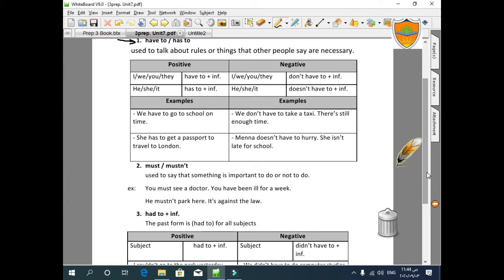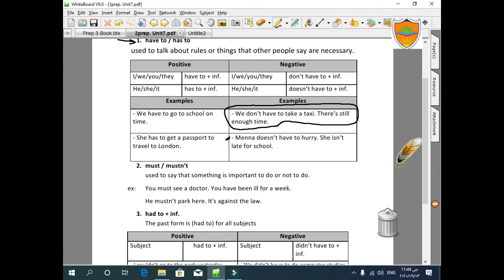Let's read the example and discuss. We don't have to take a taxi. There is still enough time. So if we took a taxi here in this example, no harm will happen, no punishment, nothing bad will happen to us, but we don't need to do it. Example 2, Minna doesn't have to hurry.